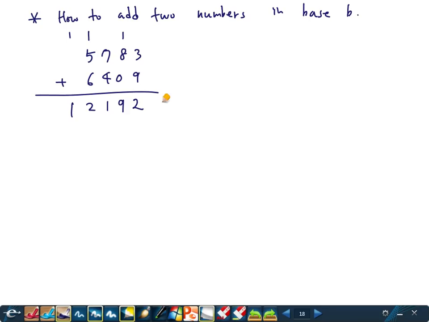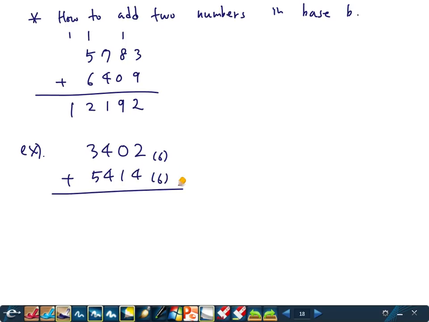We can do the same thing for any number system. So for example, 3, 4, 0, 2 in base 6 and 5, 4, 1, 4 in base 6. Let's add these two together.